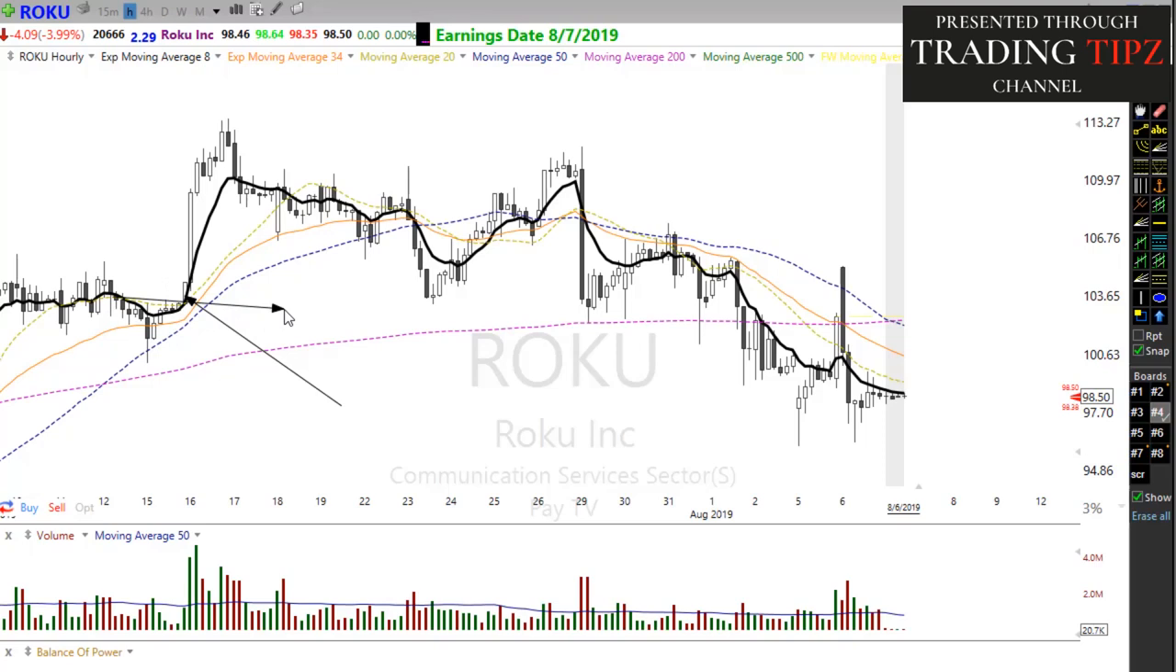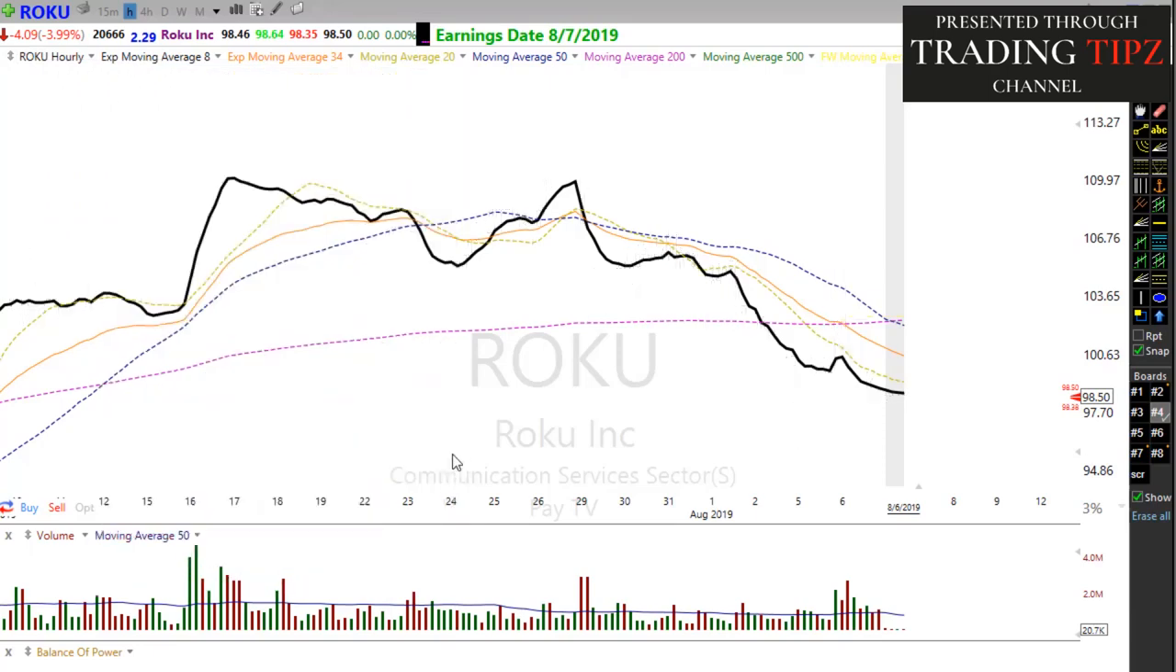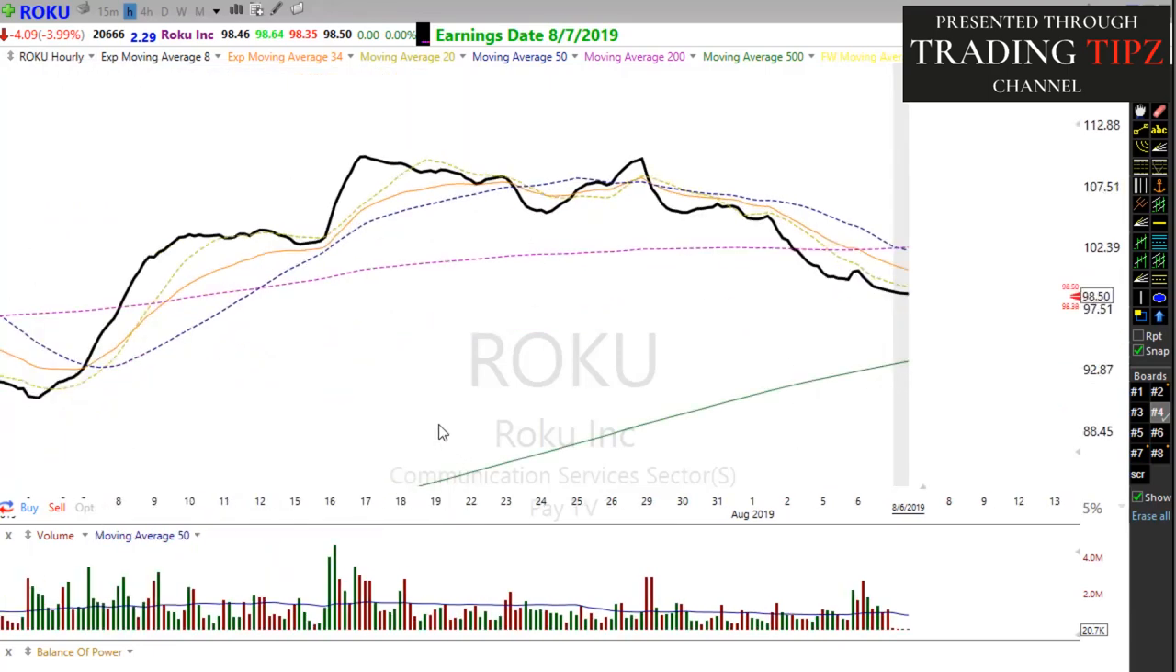I do not scan for moving average crossovers. Moving average crossovers are too late. That means the pop has already occurred, Leslie. By the time the moving averages cross over, it's too late. The price has already moved. Remember, moving averages are always late. They're always delayed. They have to be, because the price action has to move before the moving average can even be calculated.